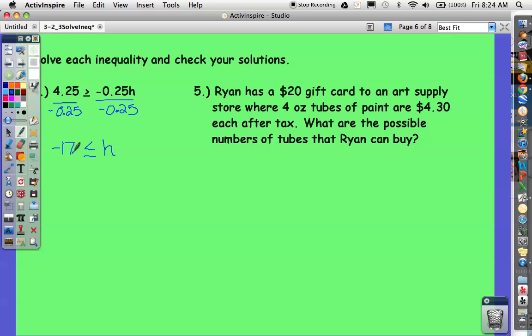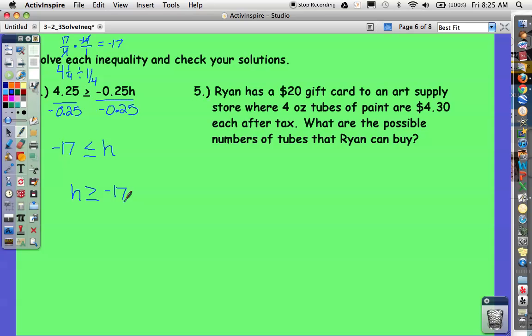If it helps, you could also make this a fraction. We could say this is 4 1/4. Oops, that's not a 4. This is 4 1/4. And you're dividing by 1/4. 4 1/4 is 17/4 times, keep switch flip, 4 over 1, and you can see the 4's cancel. So either way, you're going to get the 17. A positive divided by a negative makes a negative. Turn your answer around then. H is greater than or equal to negative 17.